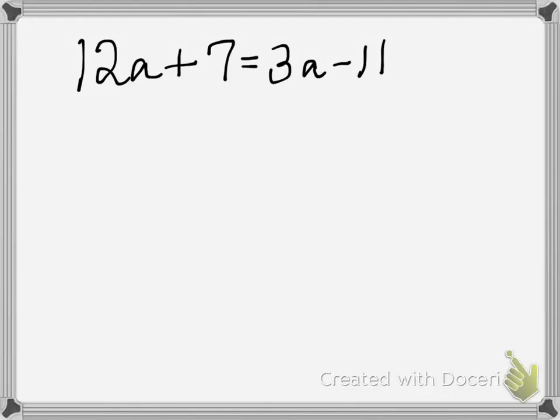Today we discuss variables on both sides. So you should have 4 steps. Step 1 is to find distributive property. There is no distributive property in this problem. Step 2 is to combine like terms. There are no combining like terms in this problem.